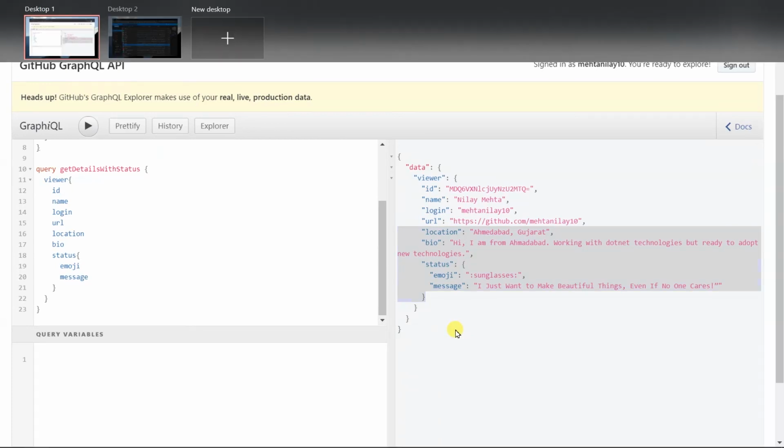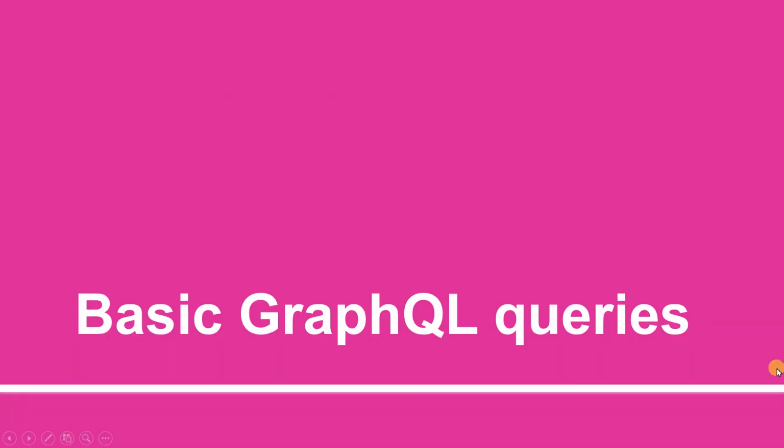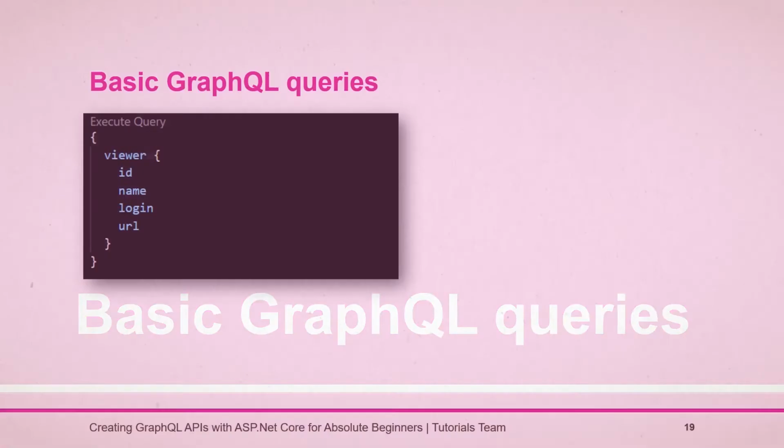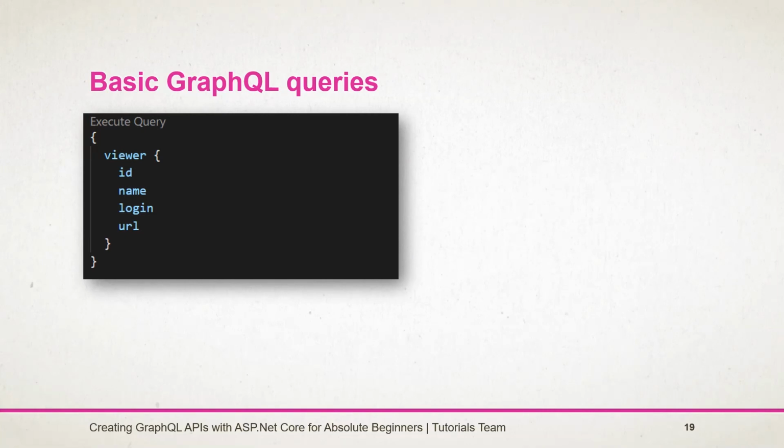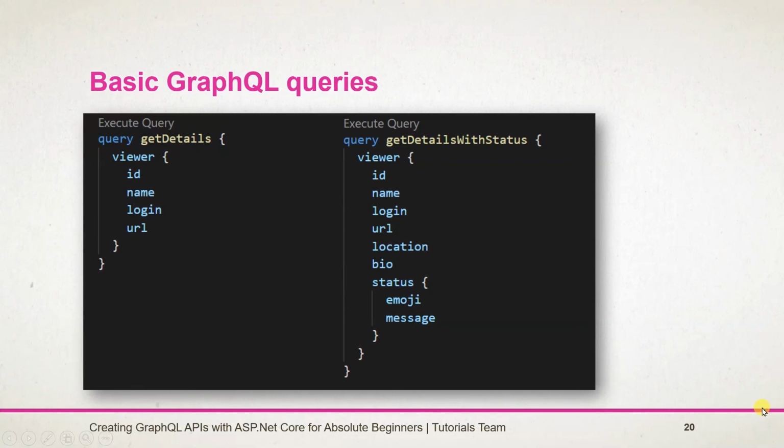Let's see what we have learned in this session. In this session, we have used the GitHub API Explorer to access the GraphQL playground, as well as create a basic query to obtain the viewer data. Along with this, we have seen how to assign a name to the query, as well as use nested fields. Stay tuned for the next session.